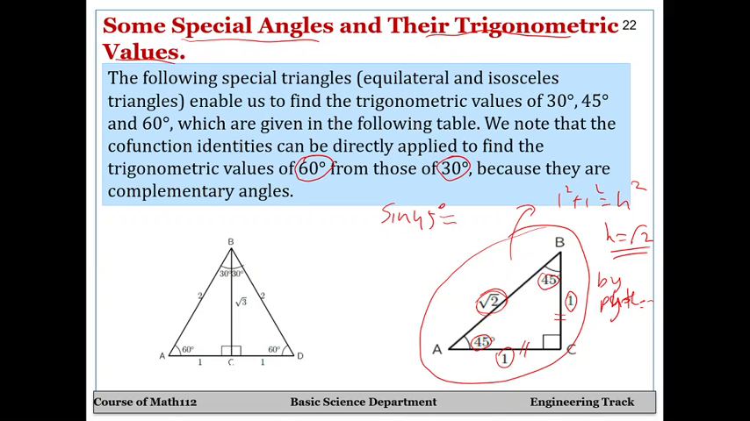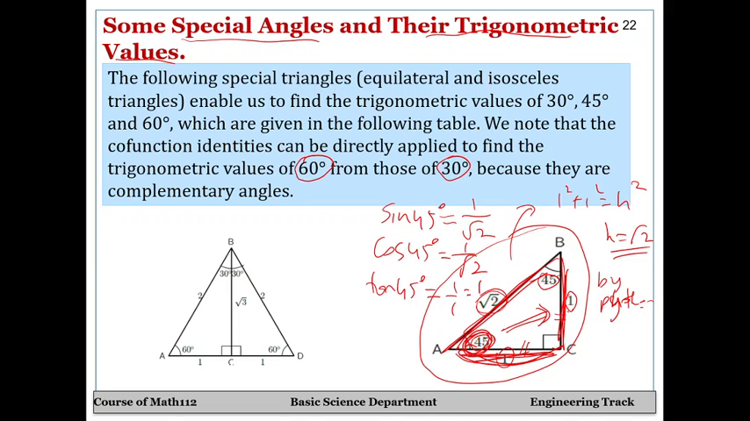So sine 45, take one of the 45s here. What is sine 45? 1 over square root 2, the opposite side divided by the hypotenuse. And cosine 45, the same thing, the adjacent side divided by the hypotenuse. And tangent 45 is the opposite side divided by the adjacent side, 1 over 1, which is 1. And you can do the rest. Take the reciprocals of them and find the other values.